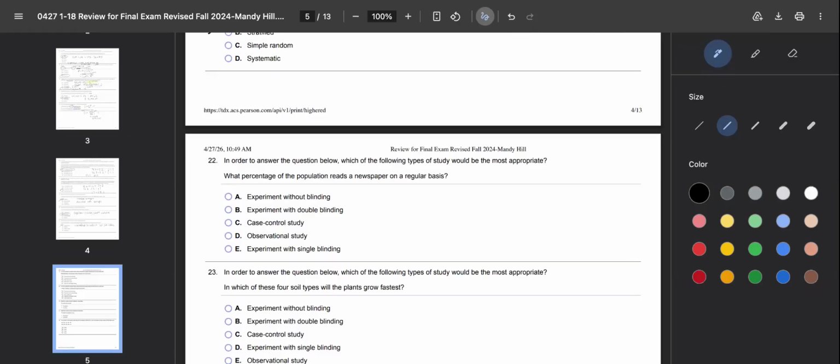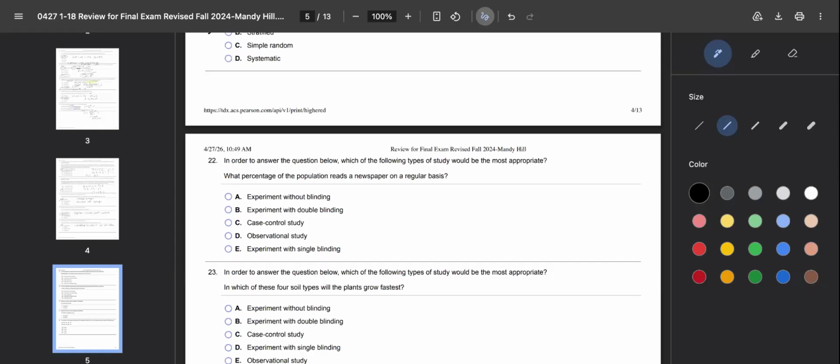Number 22, we're trying to get to 38. What percentage of the population reads a newspaper on a regular basis? Okay, it says in order to answer the question below, which of the following types of study would be the most appropriate? So we're looking for what percentage of the population reads a newspaper on a regular basis.